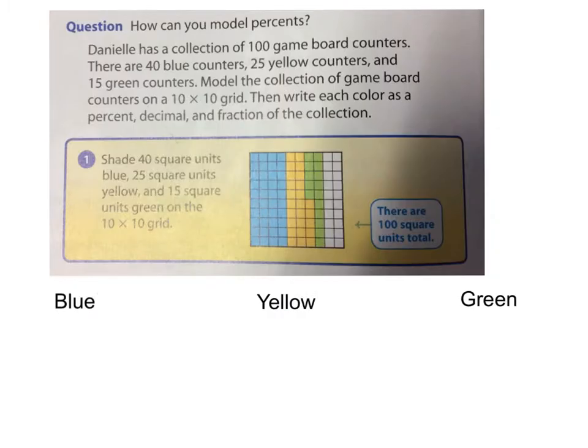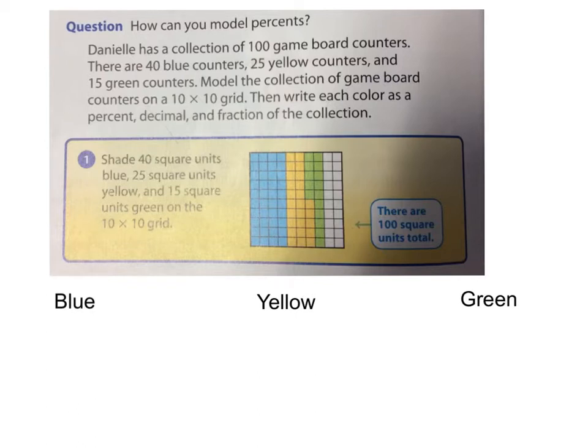The question is, how can you model with percents? Danielle has a collection of 100 game board counters. There are 40 blue counters, 25 yellow counters, and 15 green counters. How many counters does she have total? 100. How many are blue? 40. How many are yellow? 25. How many are green? 15.